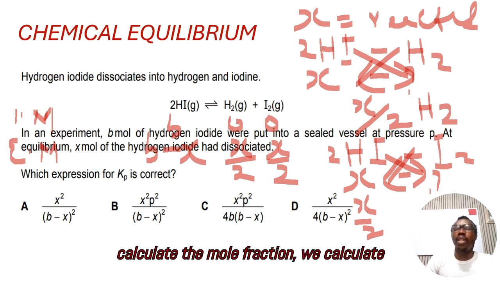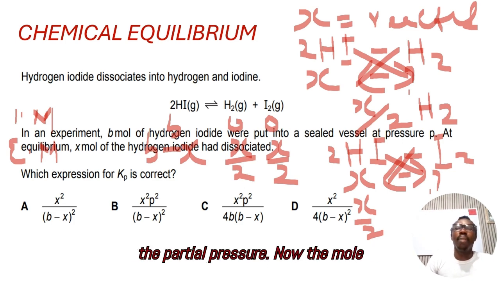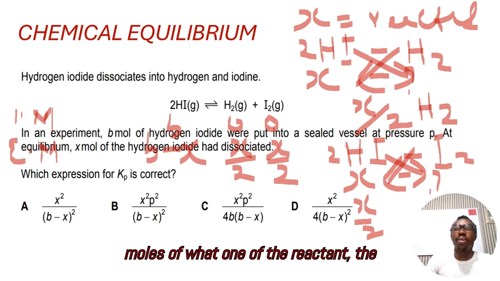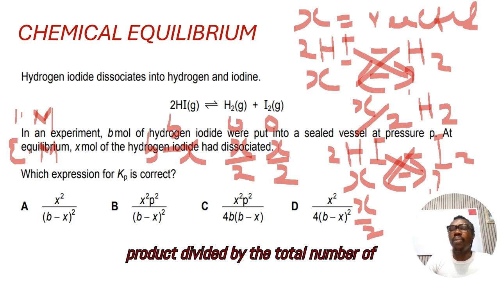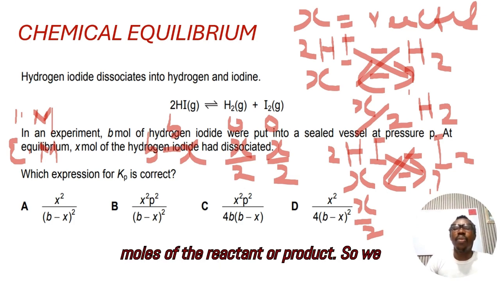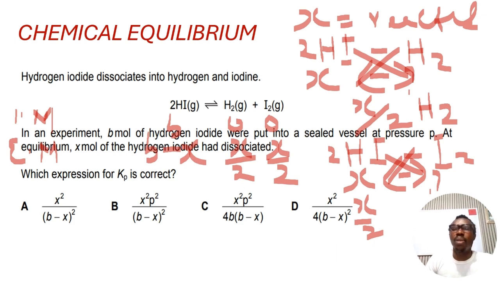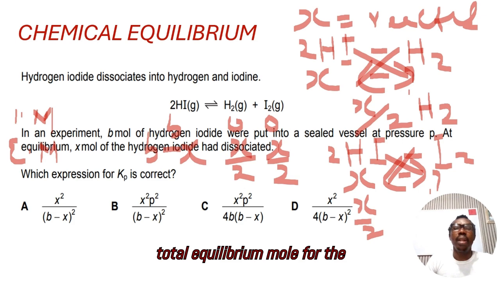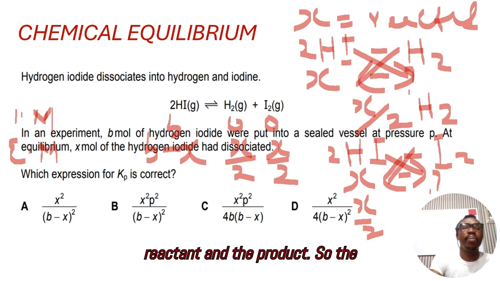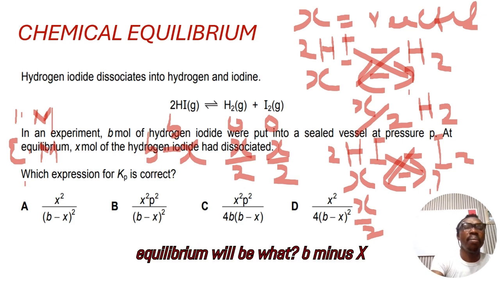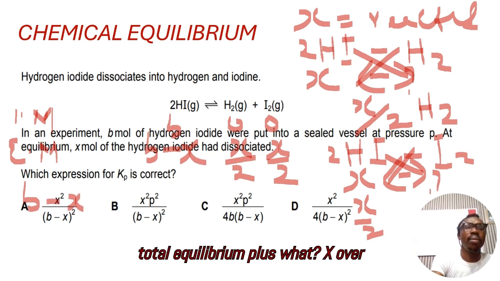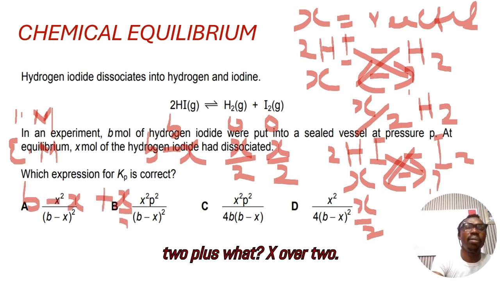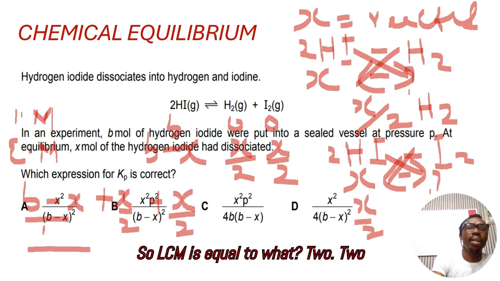So the next thing to do is to calculate the mole fraction. Then we'll calculate the partial pressure. Now the mole fraction has to do with the number of moles of the reactant or product divided by the total number of moles of the reactant and product. So we need to calculate the total equilibrium mole for the reactant and the product. So the total equilibrium mole will be B minus X, plus X over 2, plus X over 2.